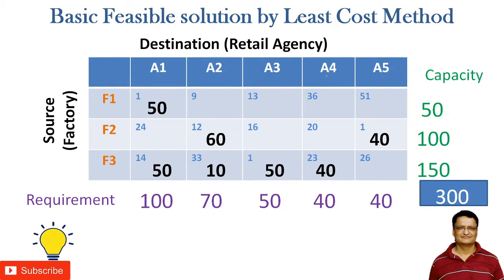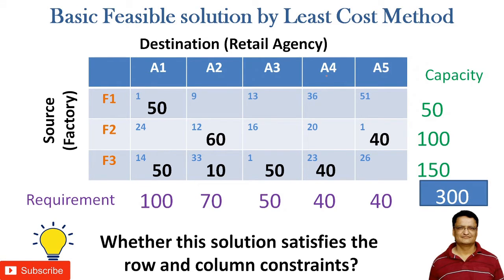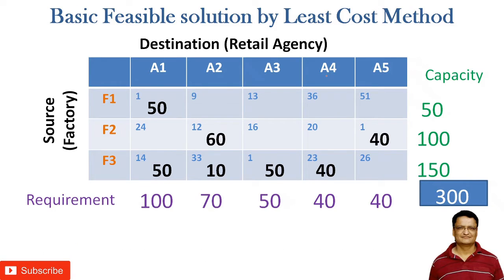Now here is a question for you, whether this solution satisfies the row and demand constraints. Let us see whether it satisfies the demand and supply constraints. If you calculate this row, here it is 0 0 0 0. So this 50 is equal to 50, so I can say that this constraint is satisfied. And this 60 plus 40 gives me 100, which is equivalent to this 100.